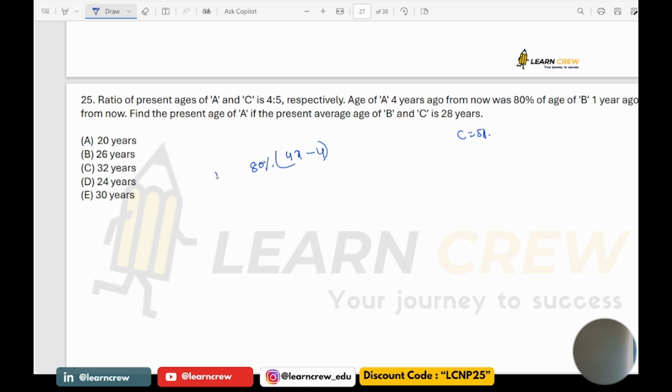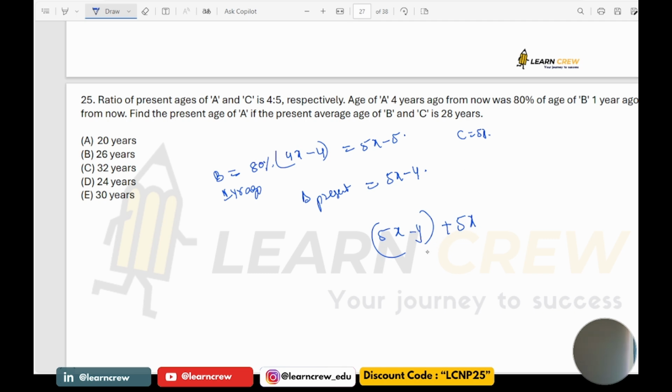Is the present age of B. So how much are you going to get? Which is nothing but 4x minus 4 into 80%, which is 5x minus 5. So the present age of B is... this is 1 year ago. Now how much is B at present? B at present would be 5x minus 5 plus 1, which is 5x minus 4. So 5x minus 4 plus 5x.